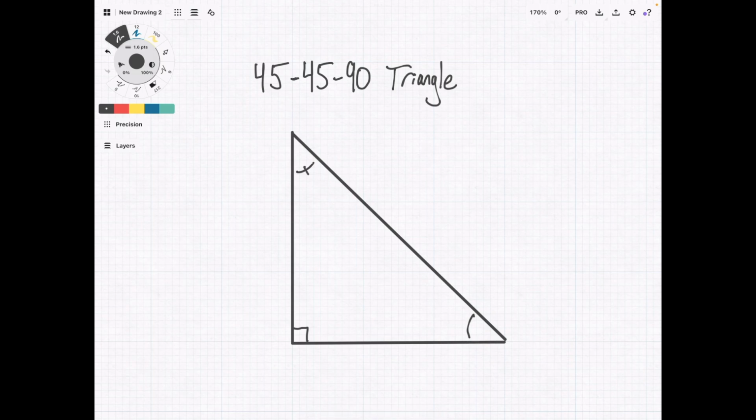So both of these angles equal 45. The first problem shows that this side length is 8. So we need to find this length and this length. Because we know that the sides across from the 45s are the same, this is going to be 8, and then this is going to be 8 radical 2. So this is our x value.